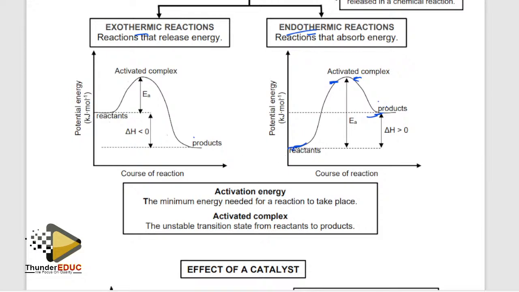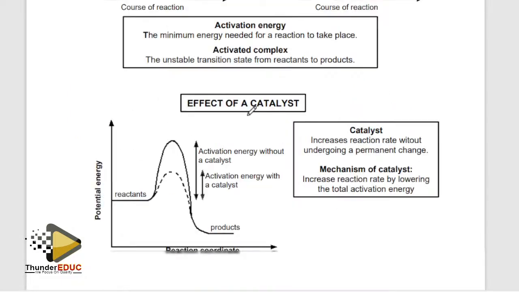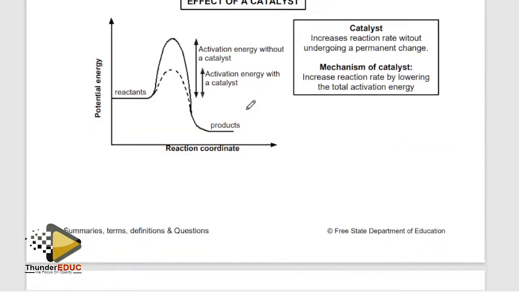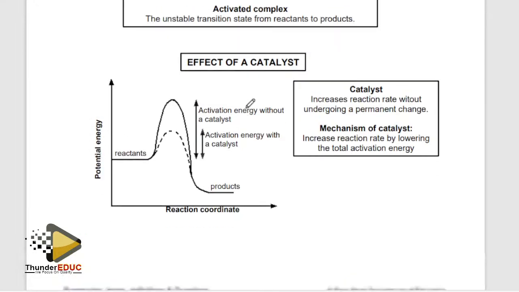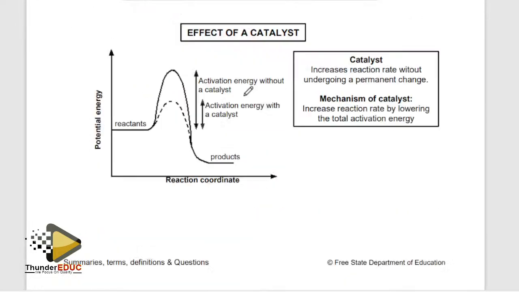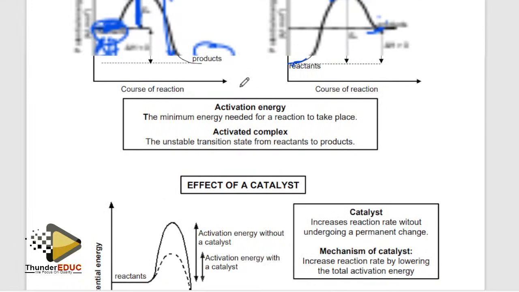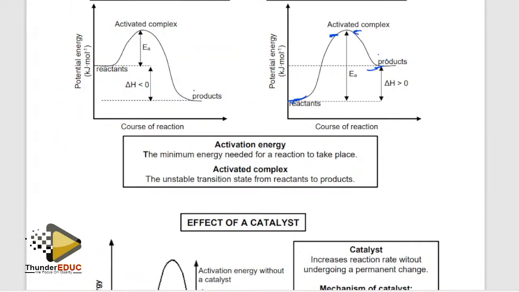Now, this one is easy. But now, when it comes to these graphs, when a catalyst is added, how will this reaction behave? When the catalyst is added, what will the catalyst do? What it does is give an alternative way for the reaction to take place.